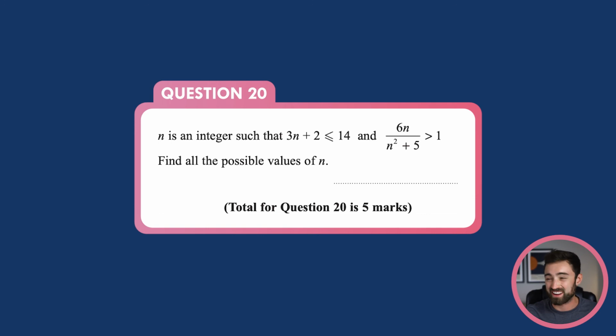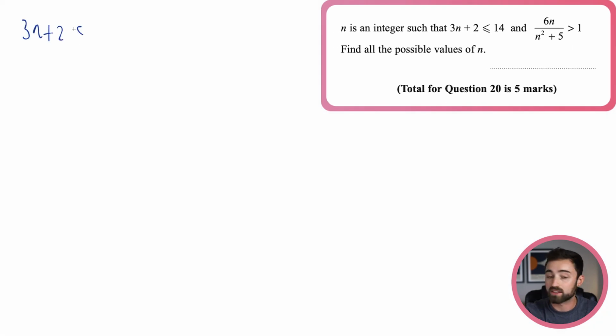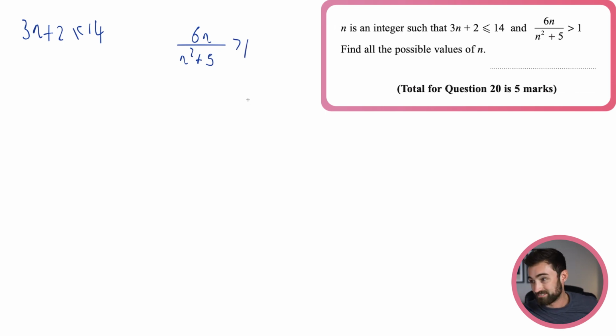So the last question says that n is an integer, so a whole number, such that 3n plus 2 is less than or equal to 14, and 6n divided by n squared plus 5 is greater than 1. Find all the possible values of n. The reason we can list the possible values of n is because n has to be an integer. If it wasn't, there would be infinite values. So we're probably going to end up with n between 2 numbers. That's the dream. And then we can just list the whole numbers in between those 2 numbers.